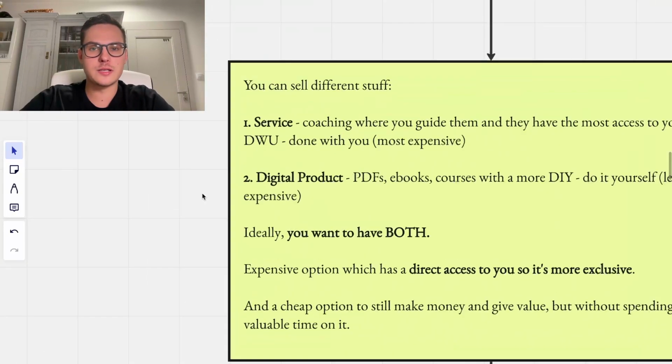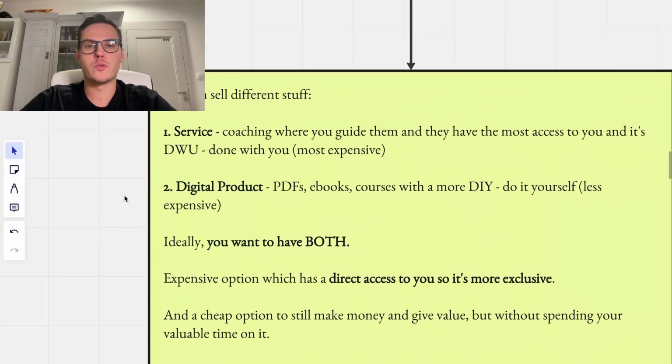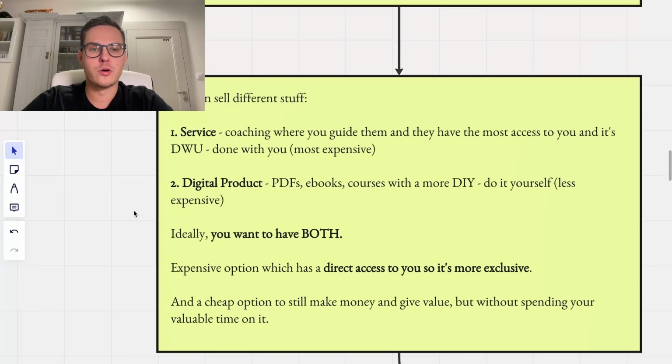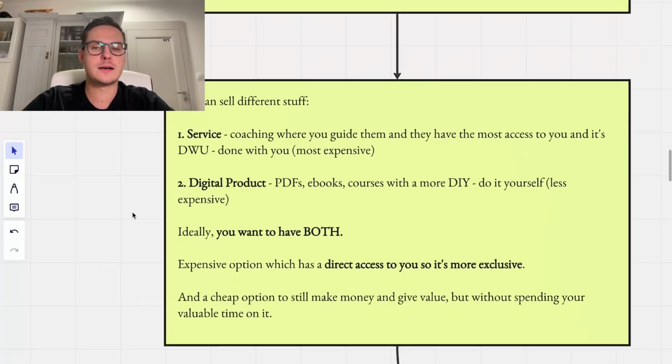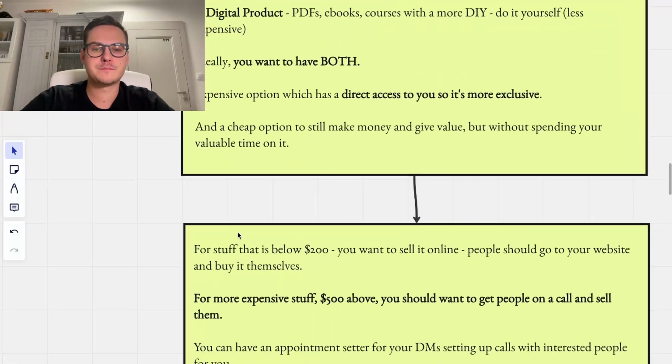You can sell a service, coaching, where you guide them personally and they have the most access to you and it's done with you. So that should be most expensive. Or you can have a digital product like a PDF or an ebook or a course that is more do-it-yourself style. That should be less expensive. And ideally you want to have both. So first they buy the cheap stuff, and then they really loved it and they want more help, they buy the more expensive stuff. So expensive option, which has a direct access to you, so it is more exclusive, and a cheap option will allow you to still make money and give value without spending your valuable time on it.